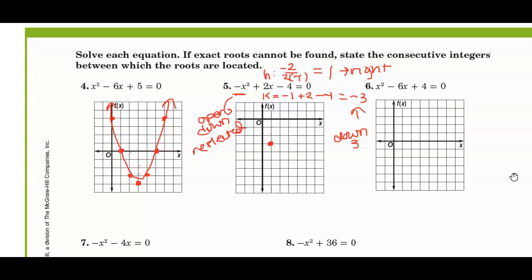If my graph opens down and my vertex is below the x-axis, my y-intercept is 0, negative 4 because it's the c value. So that means I have a point here, and my symmetric point is there. Okay, so here's my graph. Oh, that was kind of very off my points.